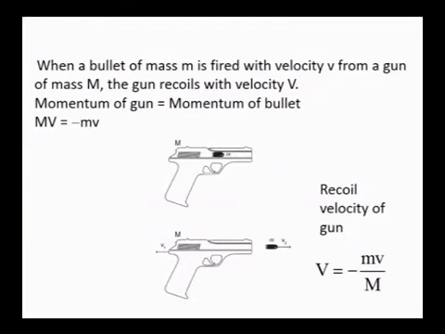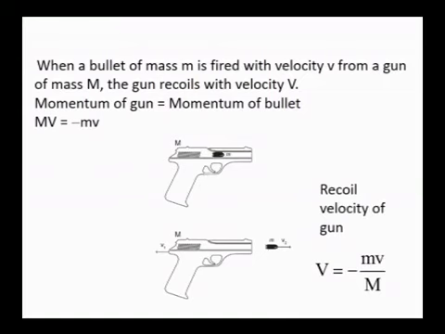We can take one more example of momentum conservation. When a bullet of mass m is fired with a velocity v from a gun of mass M, the gun recoils with velocity V. So the momentum of the gun is equal to the momentum of the bullet.